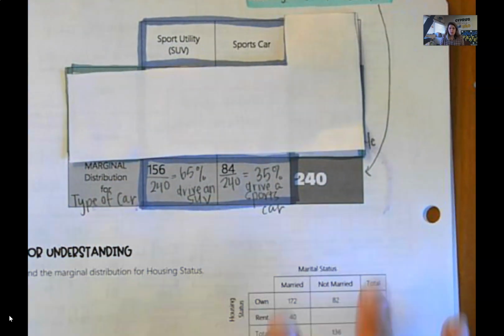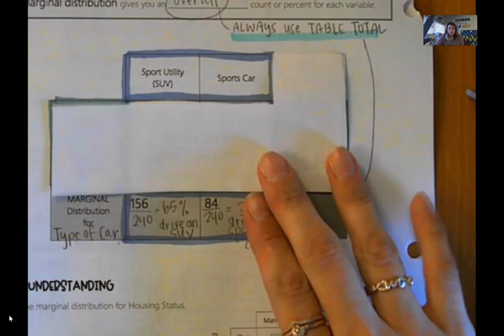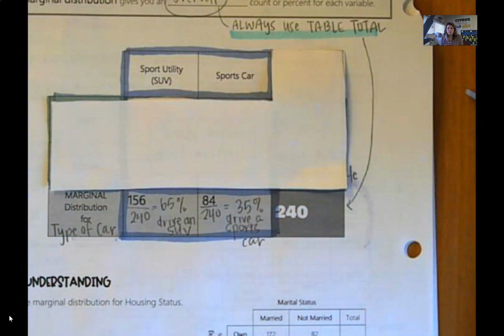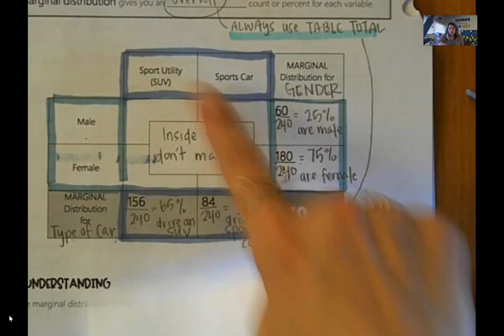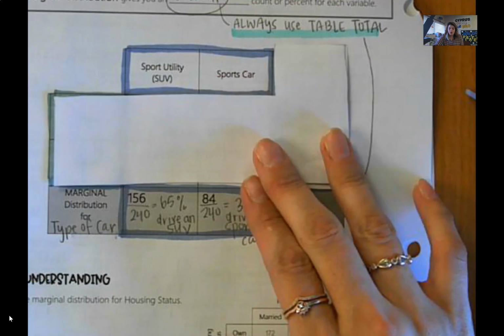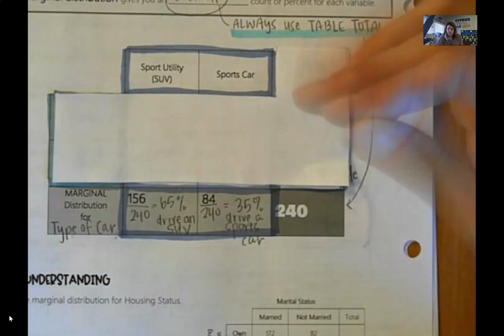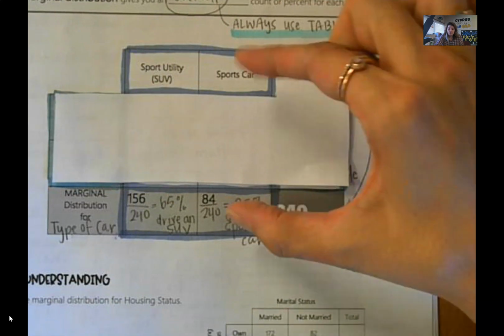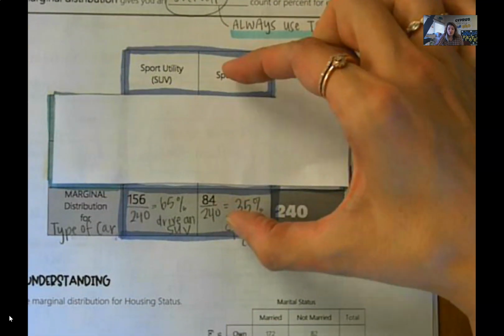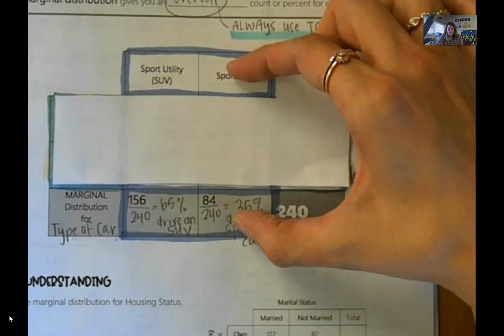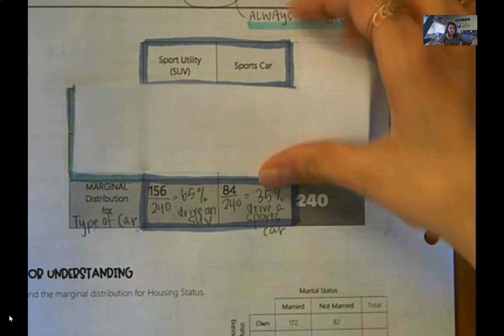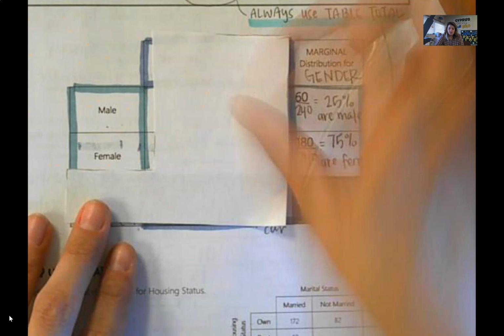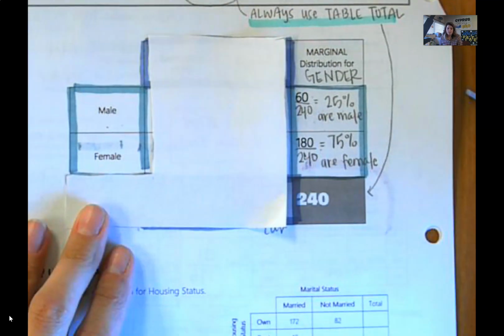So when we're talking about marginal distribution, we're talking about the overall totals for the different categories. It's all based off of the table total. We do not care what the inside values are. The only things that we care about are the total for each variable. When you're finding a marginal distribution, the information is always across from each other. So notice here for our type of car, it's across from each other. And then if I cover it up for my gender, once again, it is across from each other.